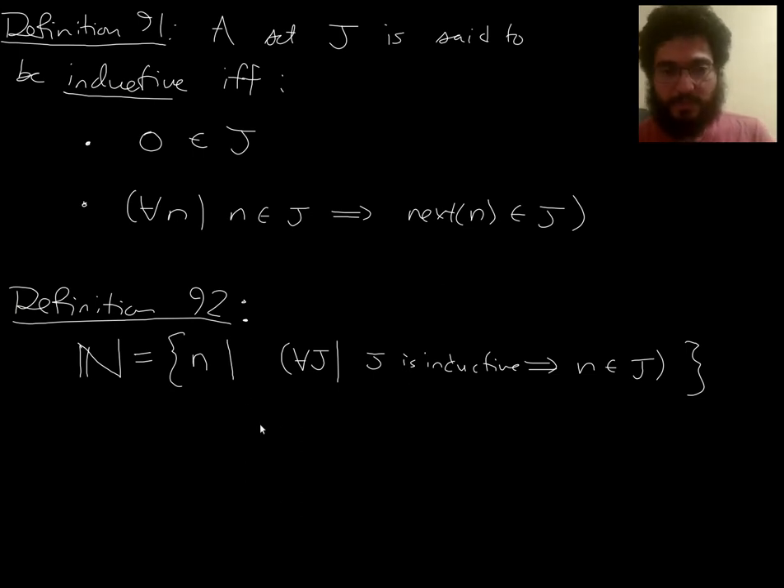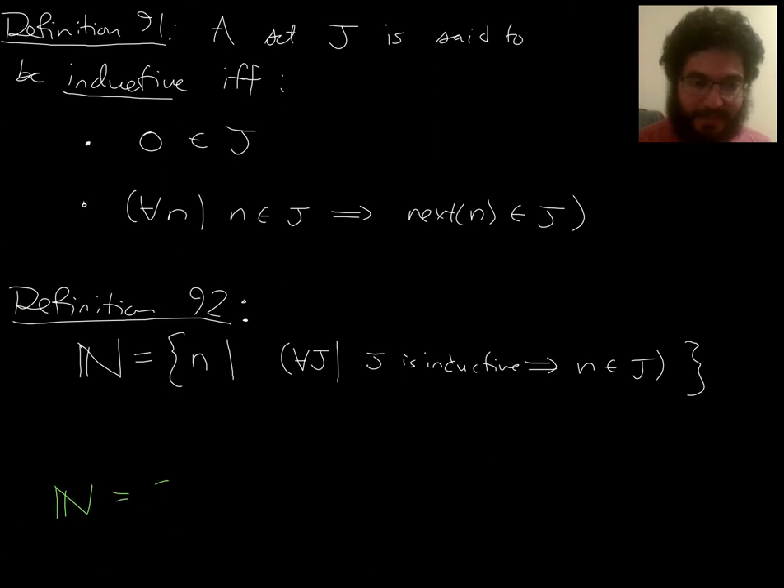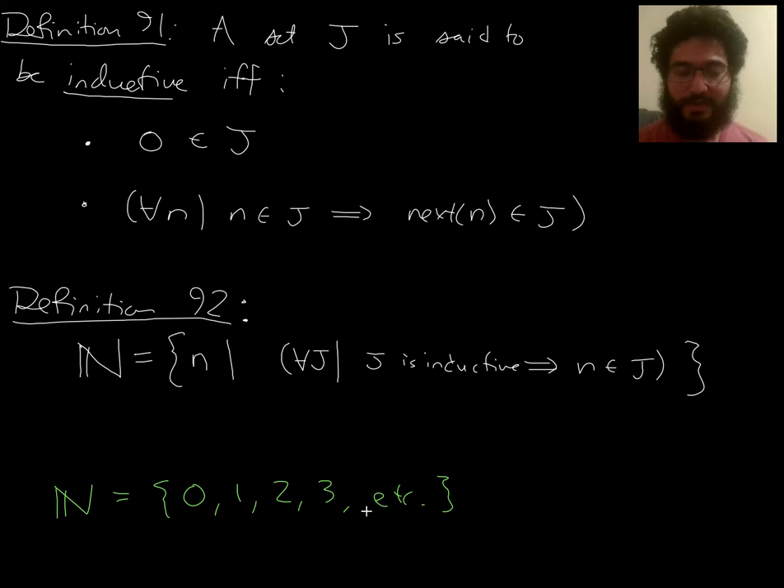So for now, let's see if we can prove that when we define N in this way, it has the desired properties. Well, what do we want it to do, really? We want it to be inductive, right? So if we want to think of N, let me write in green here, since that's my color for loosey-goosey semantics stuff, we want to think of it as this set, 0, 1, 2, 3, etc. That's how we want to think about it.